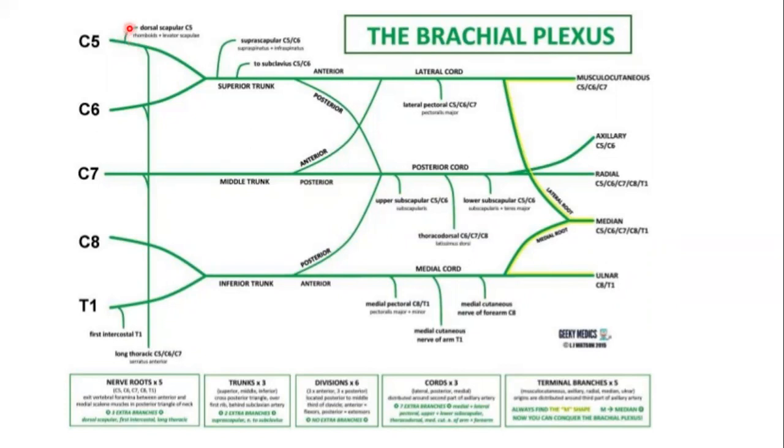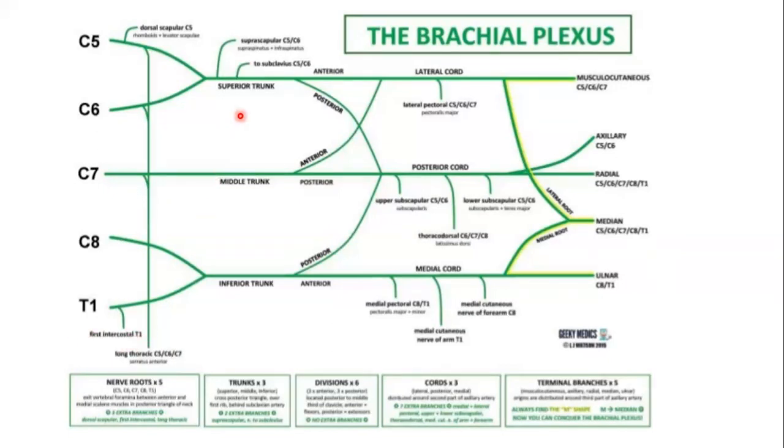Okay, one is the dorsal scapular nerve. Okay, this is the first branch. The second branch is the branch arising from the C5, C6, and C7. And this long branch is known as the long thoracic nerve, arising from the C5, C6, and C7. Okay, then we have got another branch which basically arises from the T1, and this is known as the first intercostal nerve, T1. Okay, first intercostal nerve.